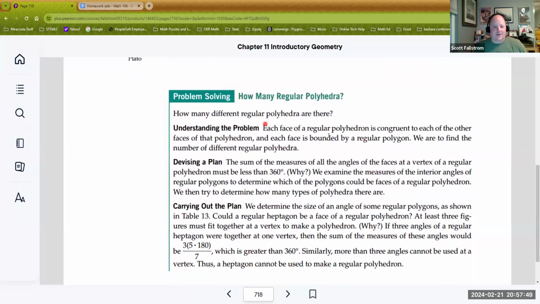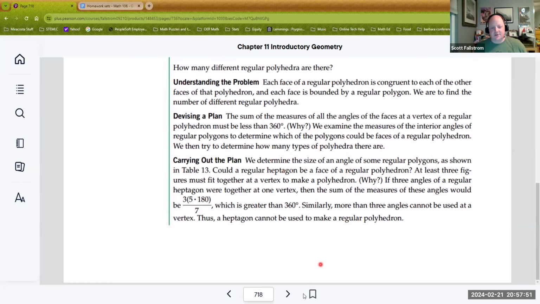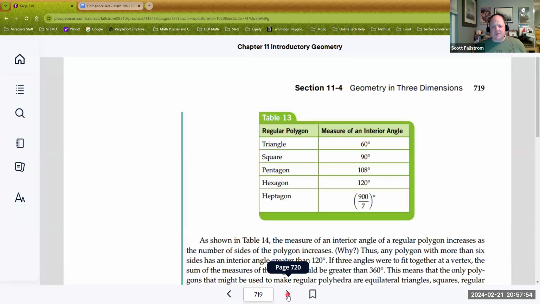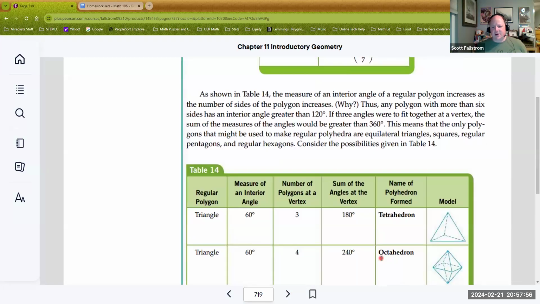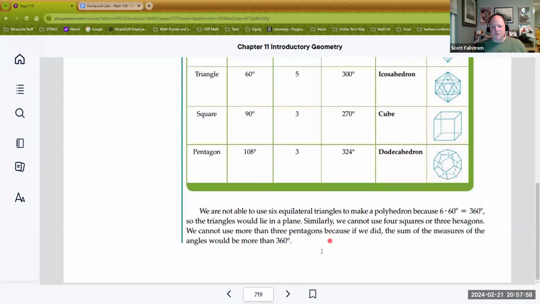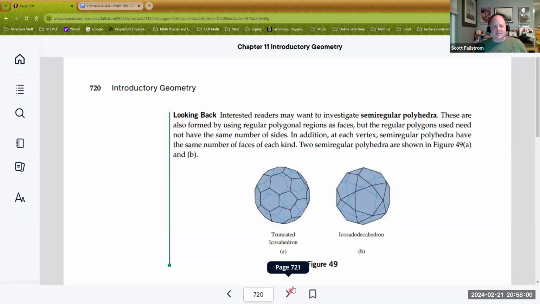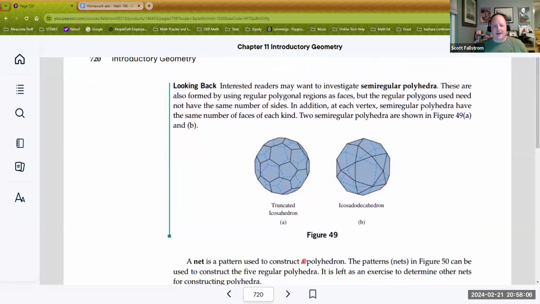And there you go. How many regular polyhedra are there? So there's a little description here. We'll probably do something with that in class to look at how this would actually work. How could we create this? Some of this does relate to something called tessellation, or tiling of the plane, and we'll take a look at that.